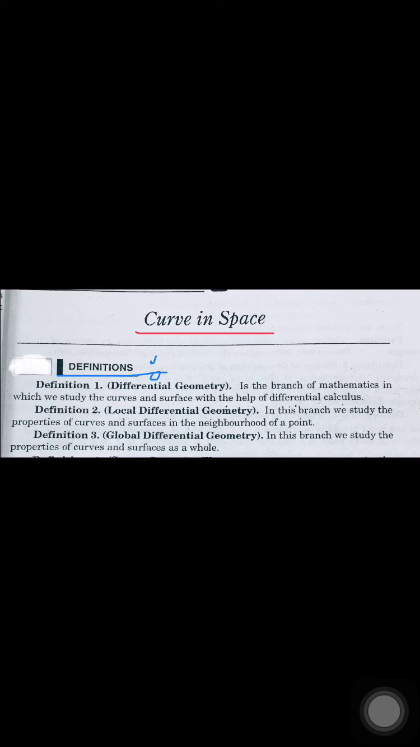In this definition or branch, we study the properties of curves and surfaces in the neighborhood of a point. We are taking a very small part of the neighborhood and we study all the differential calculus applied to the curve and surface in a small neighborhood, then it is known as local differential geometry.